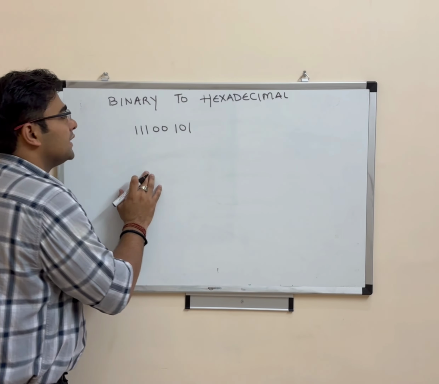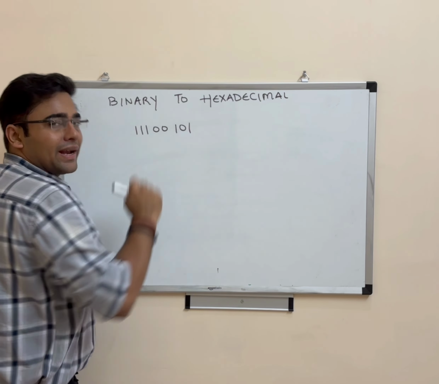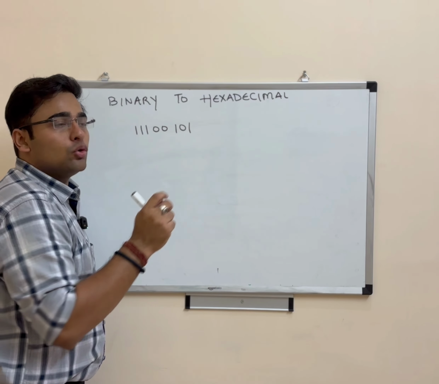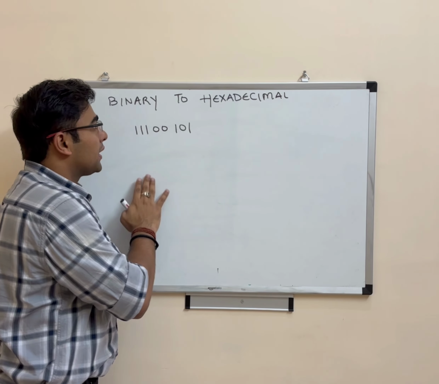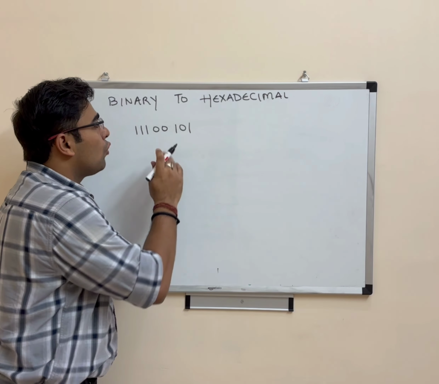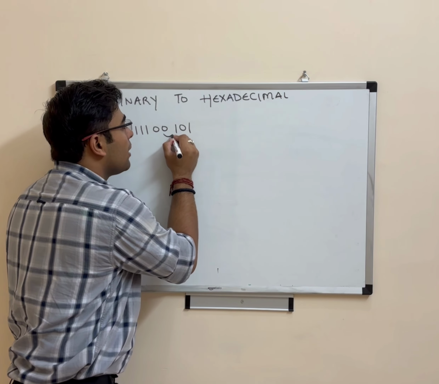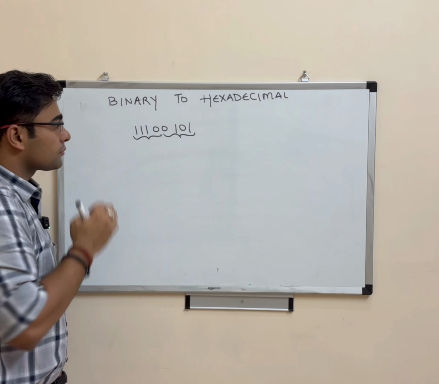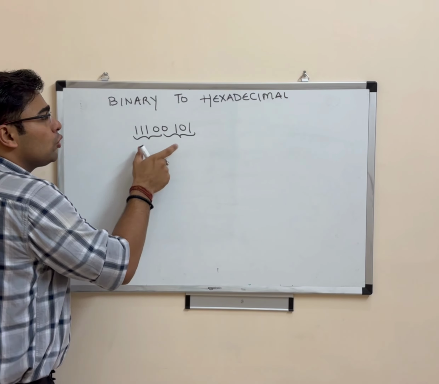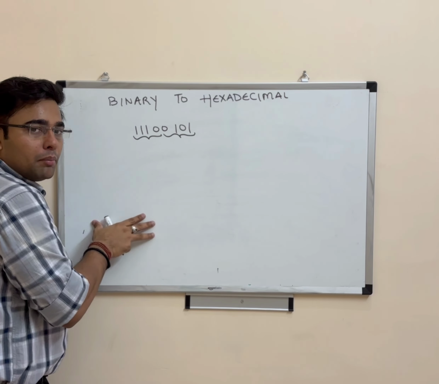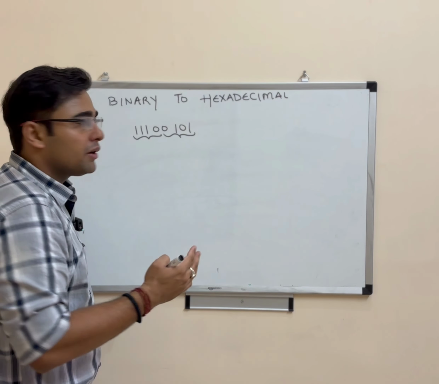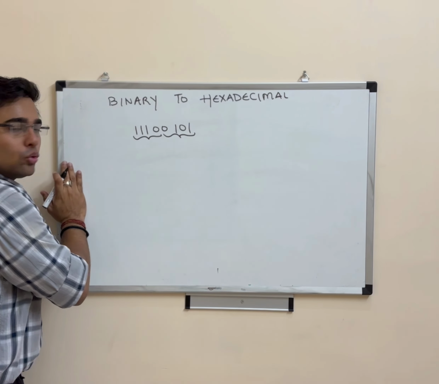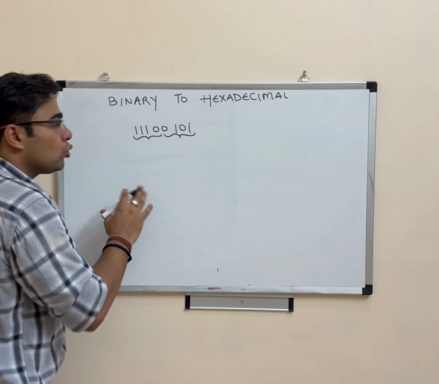So now we will see how conversion of binary to hexadecimal takes place. In binary to octal, we made pairs of 3 digits, but in binary to hexadecimal, you are going to make pairs of 4 digits. In order to convert this number, I am going to give you a table. This table will help you to convert binary to hexadecimal and hexadecimal to binary. I am going to tell you how to make this table.